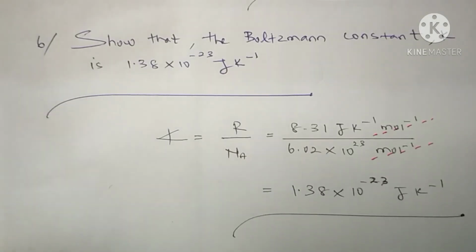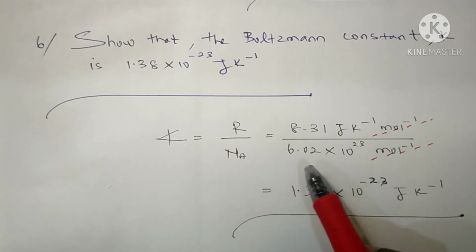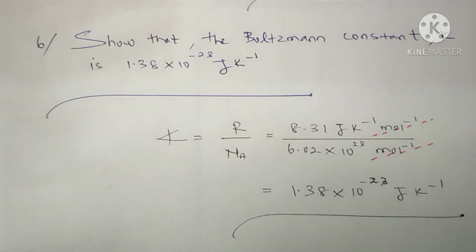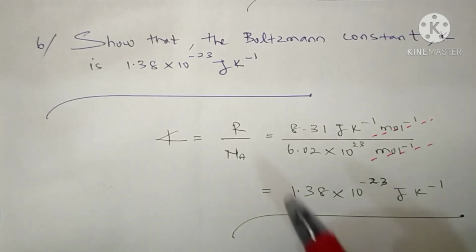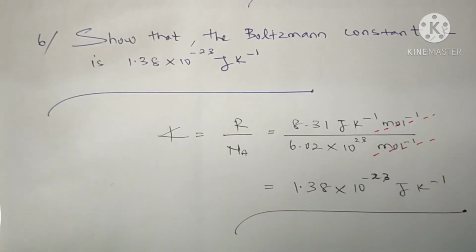And how about the Boltzmann constant k? Show that the Boltzmann constant k is about 1.38 times 10 to power of negative 23 joule per Kelvin. By using the formula of k equals R over Na, R is molar gas constant, which is 8.31 joule per Kelvin, and Avogadro is 6.02 times 10 to power of 23 per mole. When we divide R by Na, we will get the value for the Boltzmann constant k, which equals 1.38 times 10 to power of negative 23 joule per Kelvin.